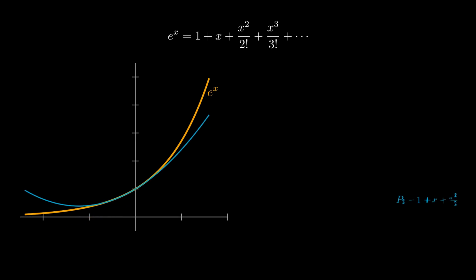Add the terms one at a time. 1 term, the flat line. 2 terms, the tangent. 3, the polynomial starts to curl with the curve. Keep going, and it wraps itself around more and more of the real function. That's the picture to keep.